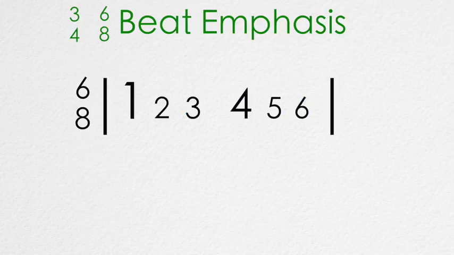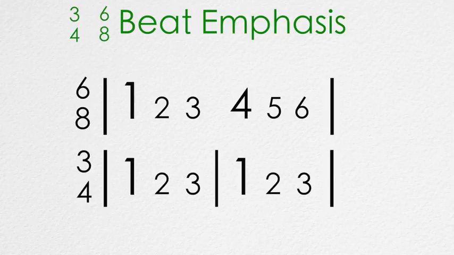The first pulse has the most weight, the second and third have less. The fourth beat is stronger, but not quite as strong as the first. The fifth and sixth pulses are equally weak like the 2 and 3. The important distinction is that the fourth pulse is strong, but not as strong as the first. If we wanted the fourth pulse to be the same as the first, we would write it as 3/4. It's a very subtle difference.